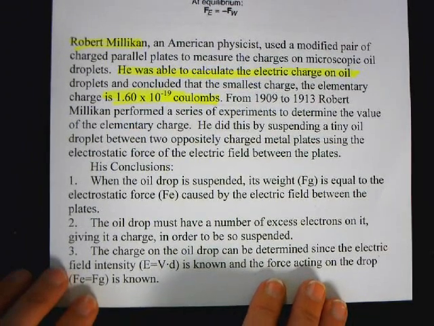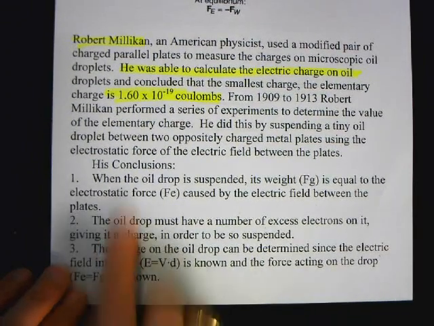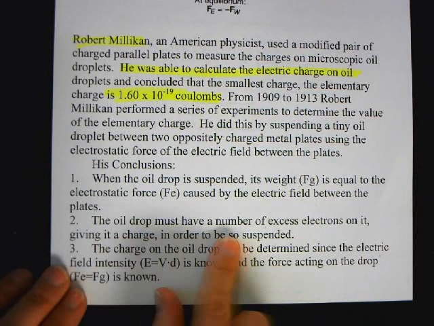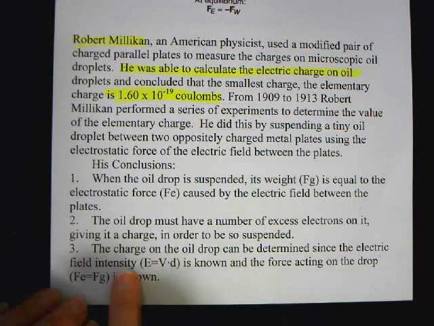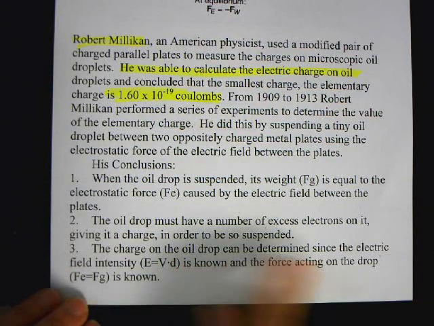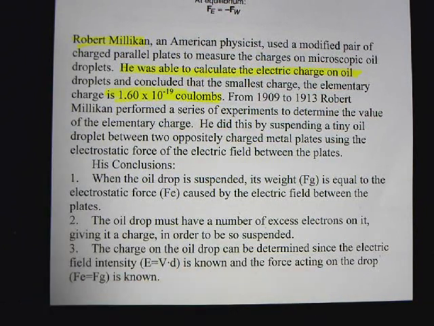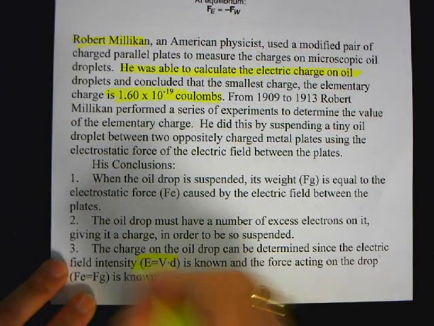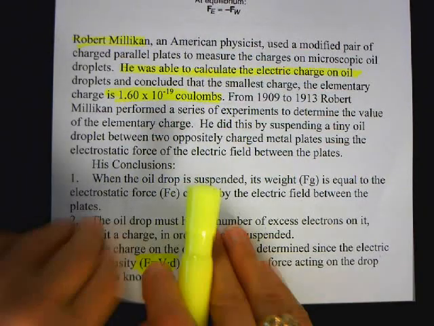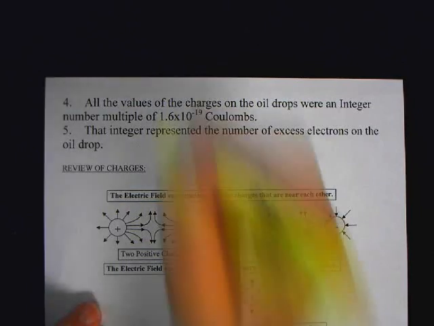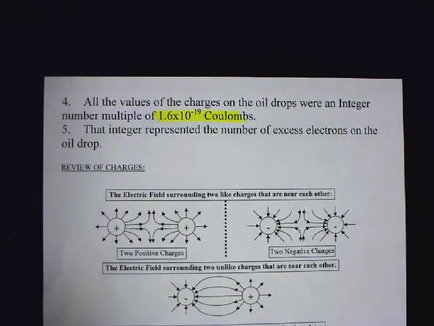So his conclusions: the oil drop must have a number of excess electrons on it, giving it its charge, so it's suspended. And then the charge on the oil drop can be determined because the electric field intensity, E, is equal to V over d. And we're going to do those calculations in the next chapter. Just to summarize the chapter, and here's some more of his, this is again how he found out what the charge is. And that's probably one thing for sure that you learned in chemistry.